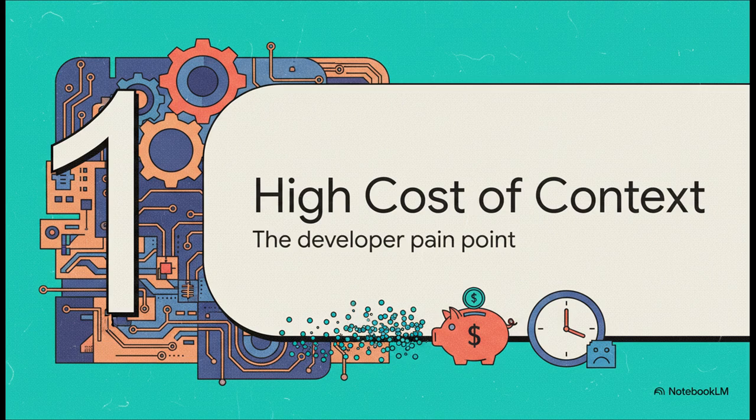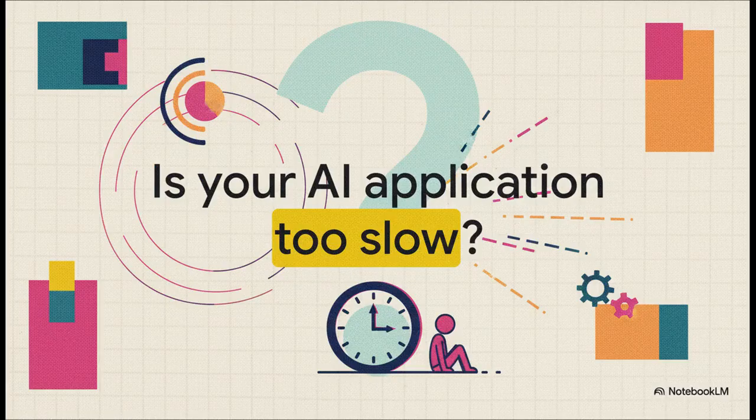And this is a pain point that pretty much anyone building with AI feels deep in their soul. It's that constant struggle of using these big, rich contexts without completely draining your budget or making your users wait forever. So is your AI application just too slow? You know the feeling, right? You build this amazing, sophisticated agent, you feed it all of this great information, and then you just wait and wait. That delay, it's an absolute killer for the user experience.